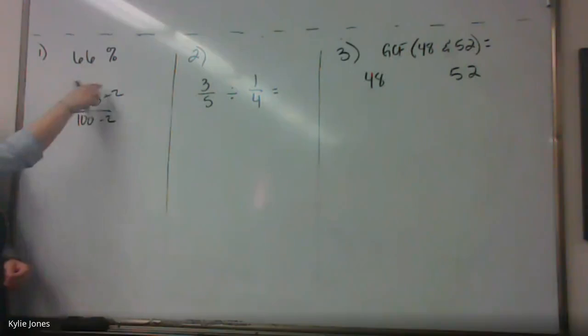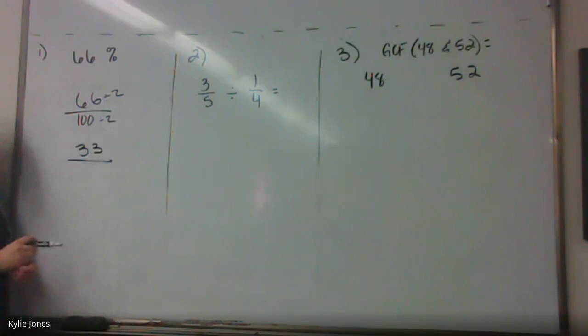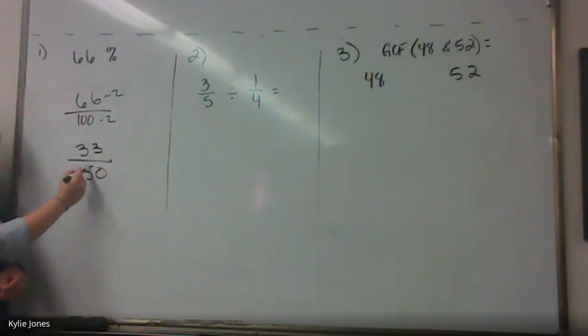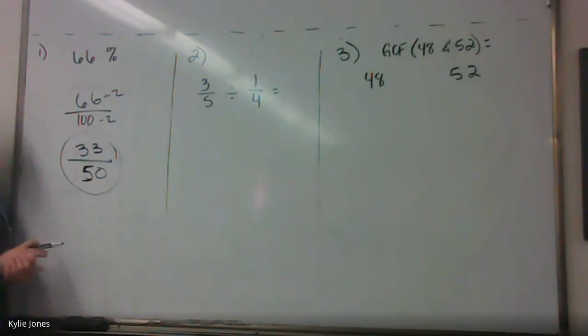Okay, so what is 66 divided by 2? 33. And 100 divided by 2? 50. Can I simplify any more than this? No. There's no number that goes into 33 that will also go into 50. So our final answer here is 33 over 50. 33 fiftieths.